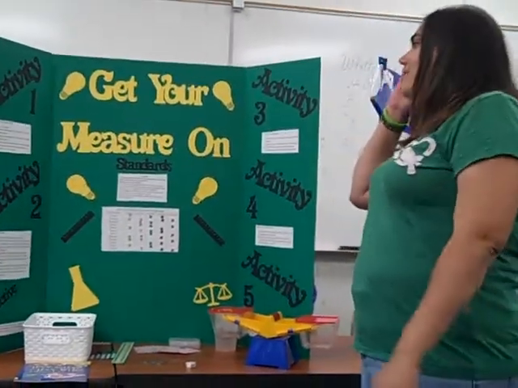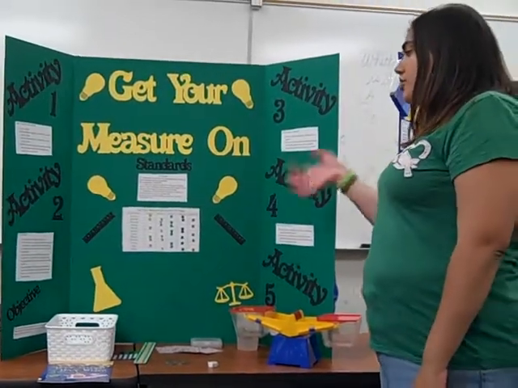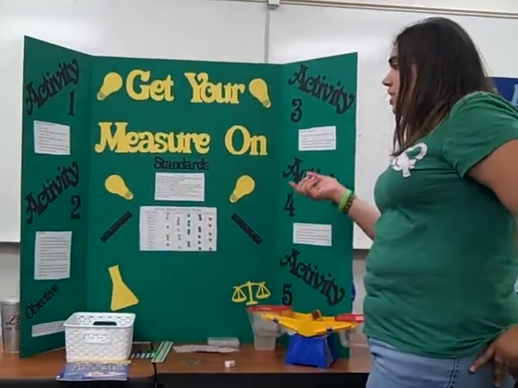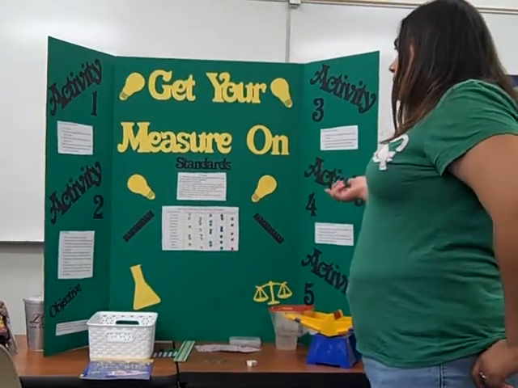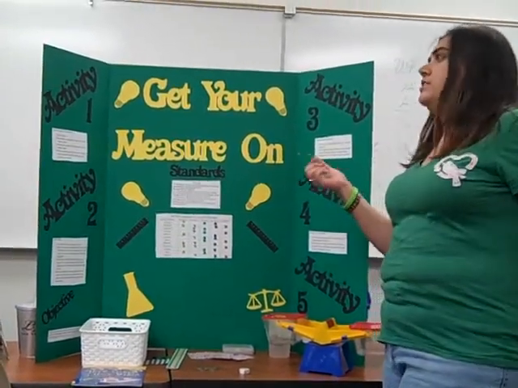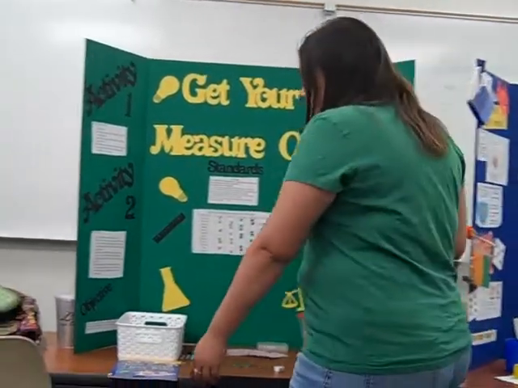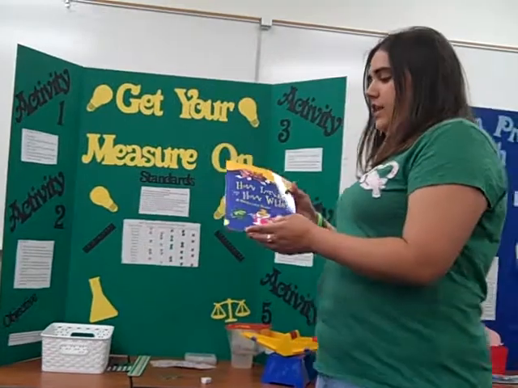Okay, so my unit is called Get Your Measure On, and it's on measuring. It's third grade, and the standard I chose was students choose and use appropriate units and measuring tools to qualify the properties of objects. So for activity 1, I have How Long or How Wide, which first as a class we'll probably read.